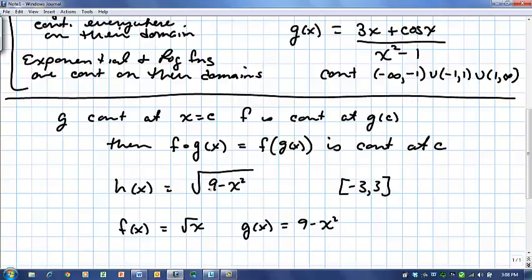So now if we form the composite function, which is what I called h of x up here, that would mean that this is continuous for all real numbers, but this square root is only continuous as long as it is non-negative, and therefore the only values where the square root is non-negative is from negative 3 to 3 inclusive, and therefore it is going to be continuous on that interval.